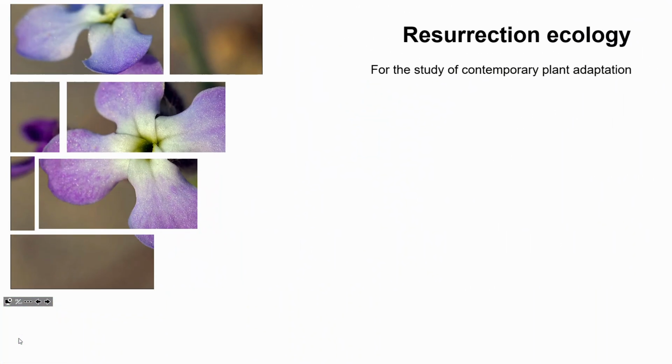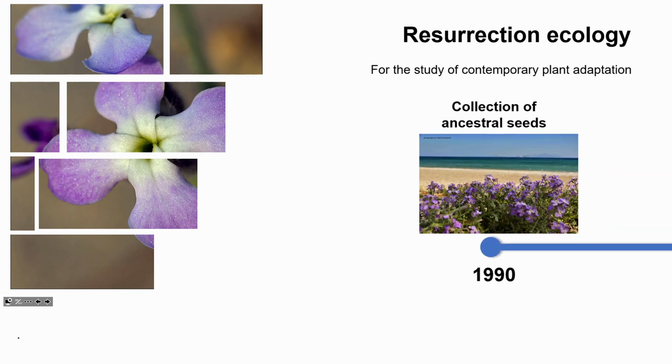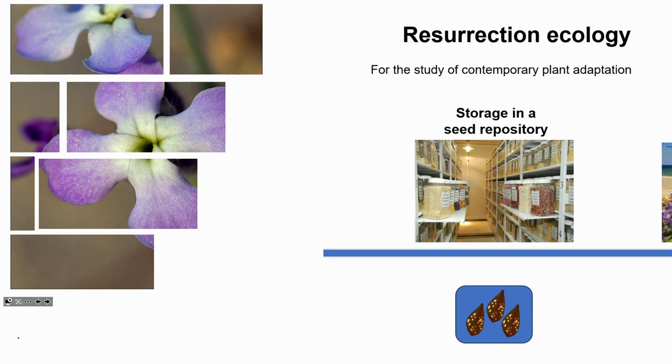So another approach would be to use resurrection ecology, which is a very simple common garden experiment that kind of enables you to travel in time. At its very essence, resurrection ecology starts with a sampling of an ancestral population at some point in the past, and the sampled seeds are preserved in suitable conservation conditions, usually in seed repositories, for several generations.